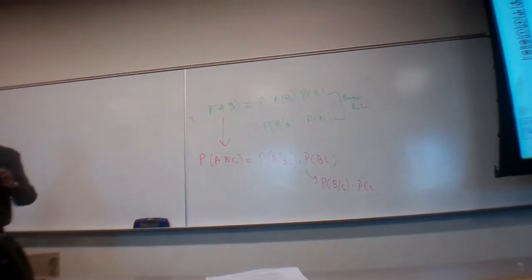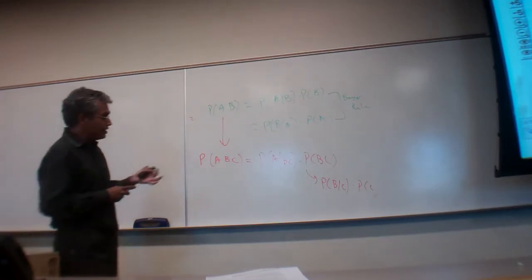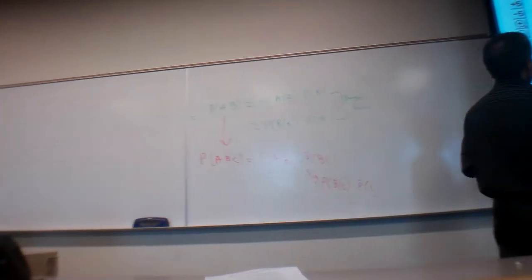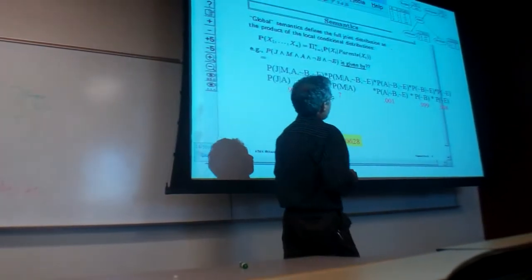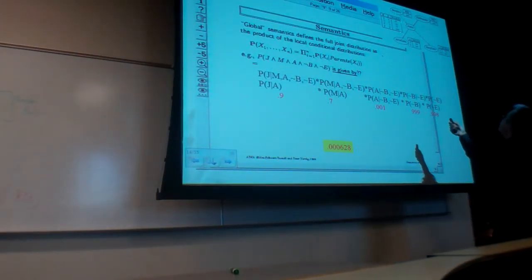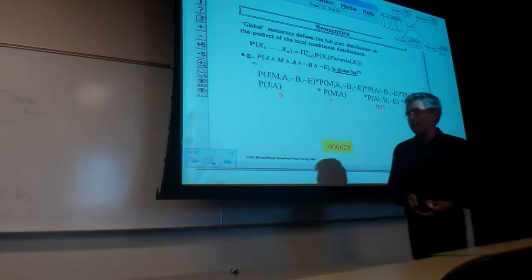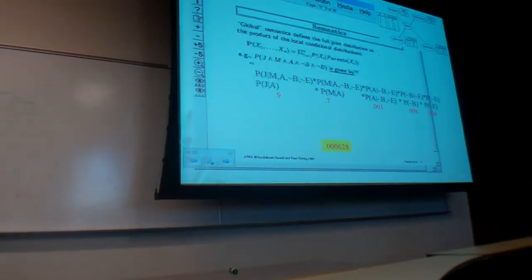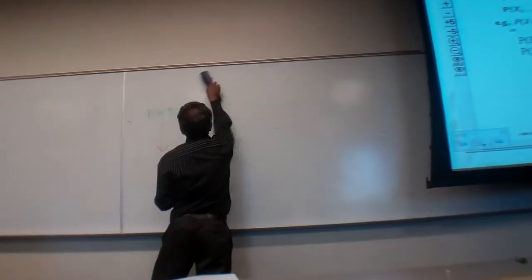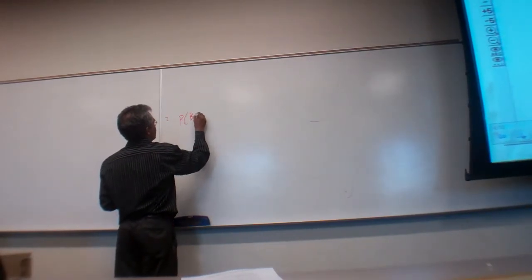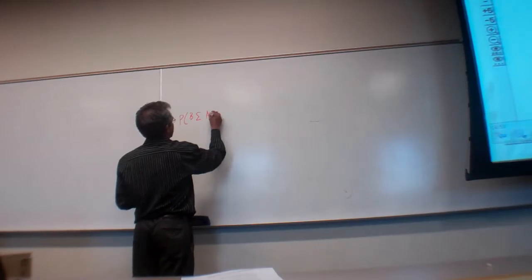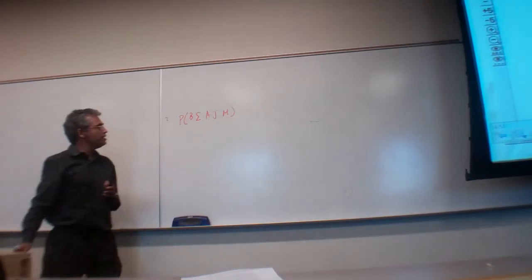This is just the definition of conditional probabilities and joint probabilities. Now, the reason this is important is if I were to write the probability of burglary, earthquake, alarm, John calls, Mary calls. Okay? So I will write this here: P(B, E, A, J, M).